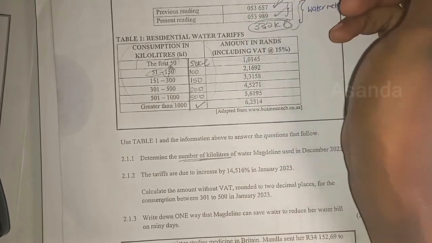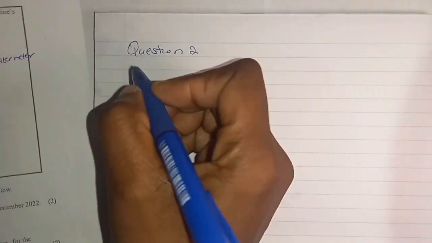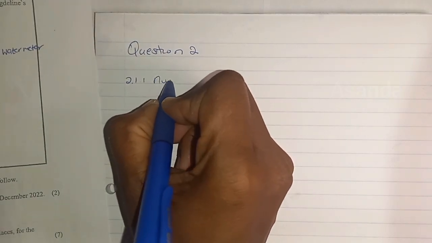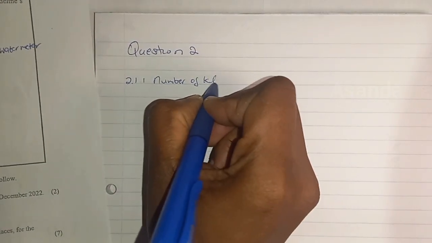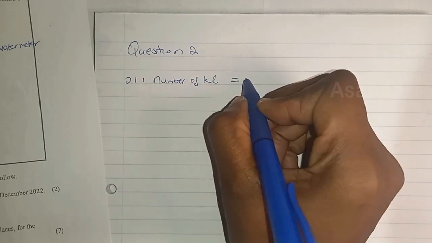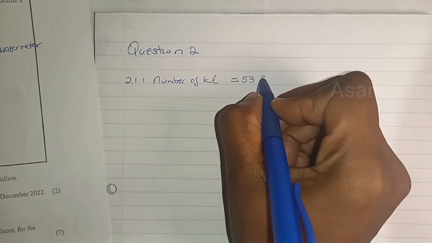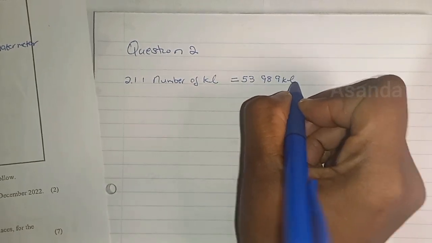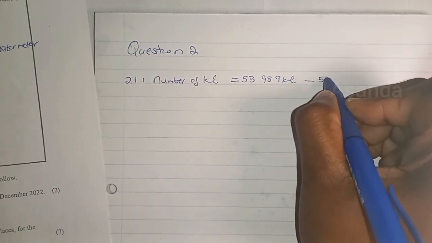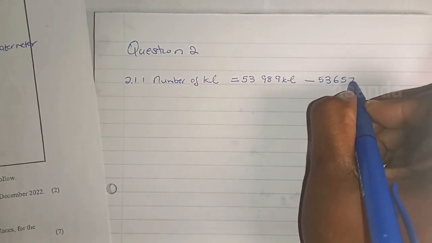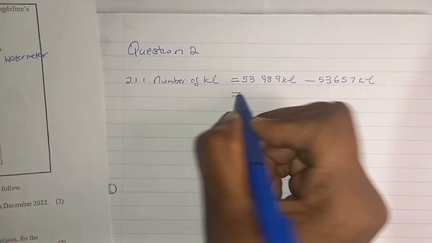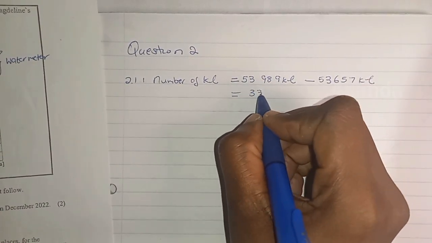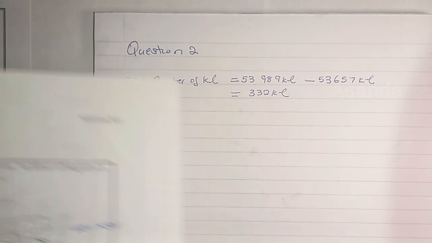Oh, it's the difference. We are getting close to the finals. I'm going to insist on writing the answers so that we practice writing the answers the way they are needed. Number of kiloliters for Magdalene will equal 53,989 kiloliters minus 53,657 kiloliters, and then we'll have 332 kiloliters. Just check, I didn't recalculate it, so check if it's correct before you move on.